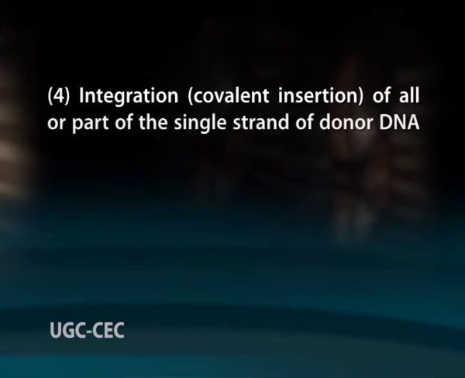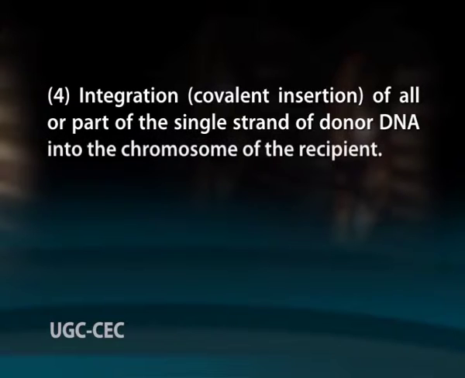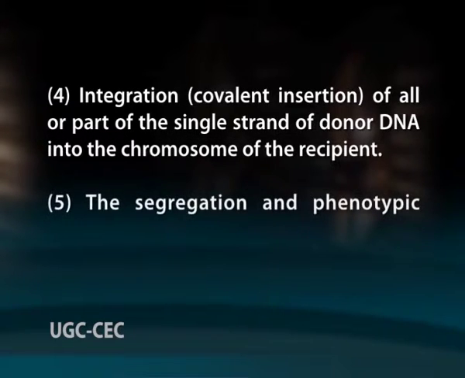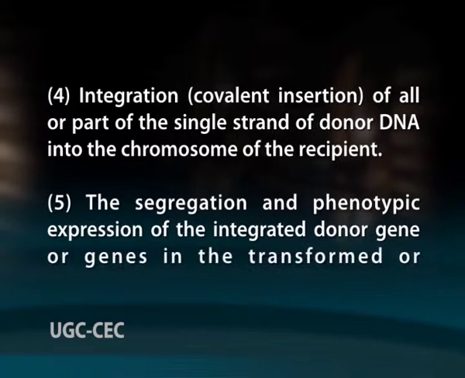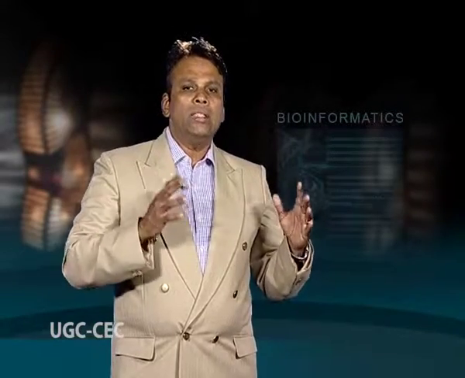4. Integration, that is, covalent insertion of all or part of the single strand of donor DNA into the chromosome of the recipient. And 5. The segregation and phenotypic expression of the integrated donor gene or genes in the transformed or recombinant cell. Steps 2 and 3 may well be coincident effects of a single process.